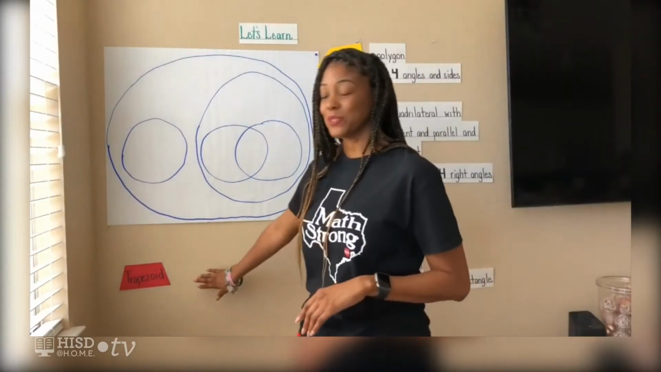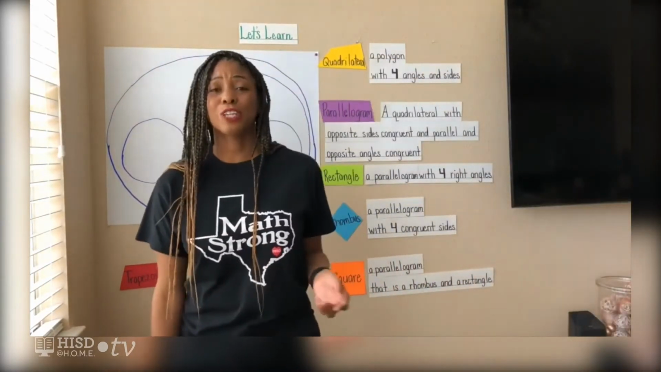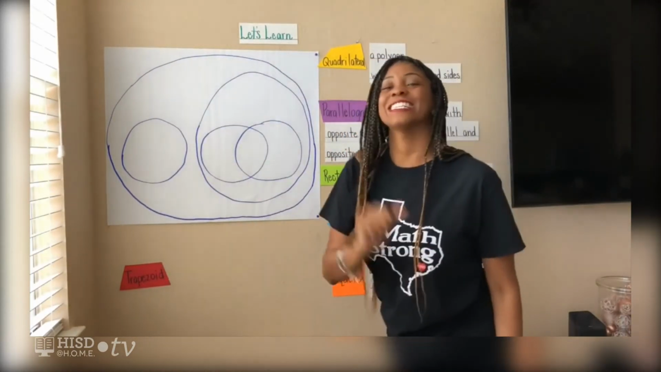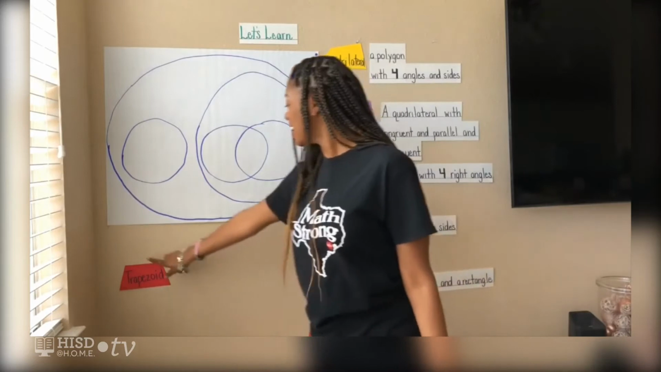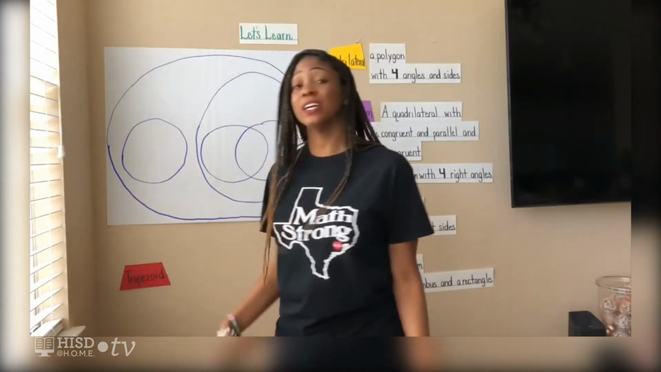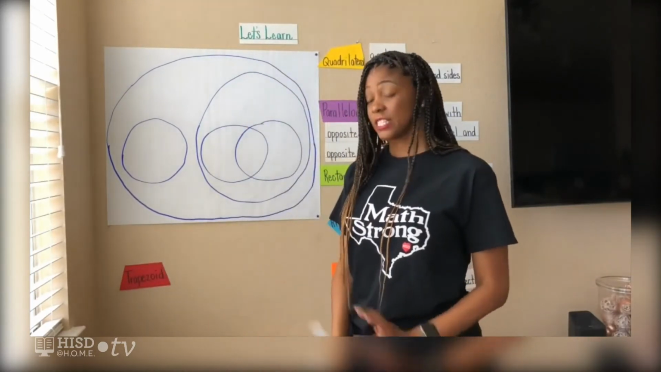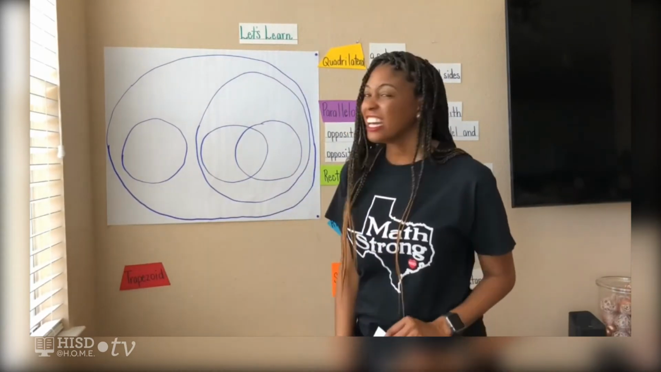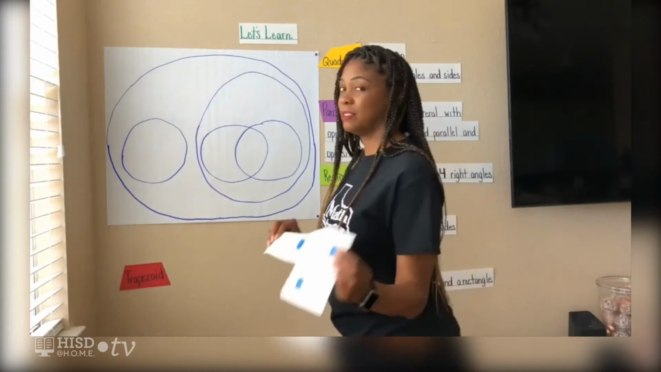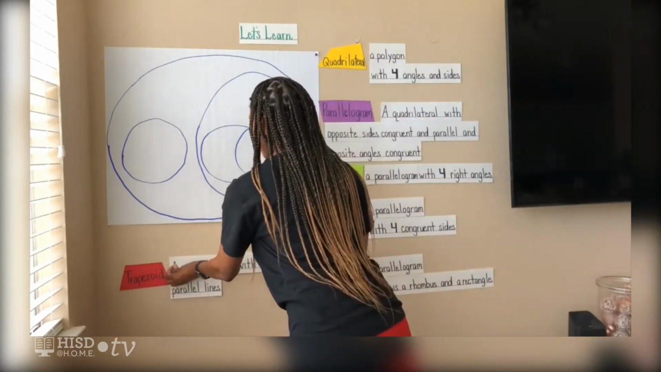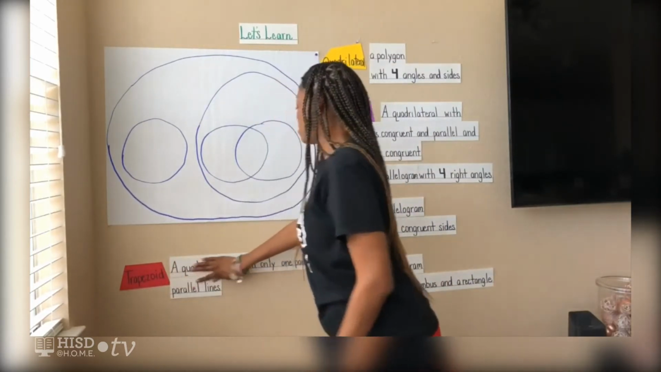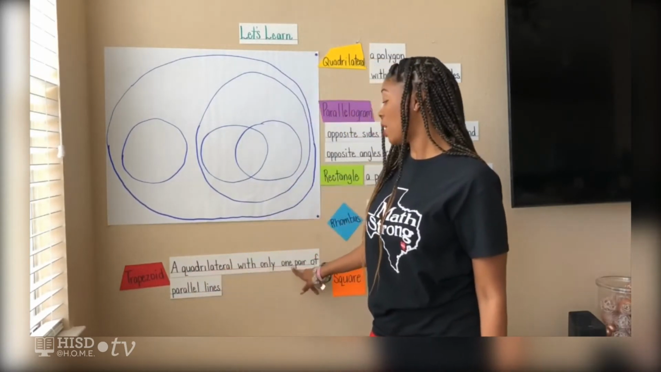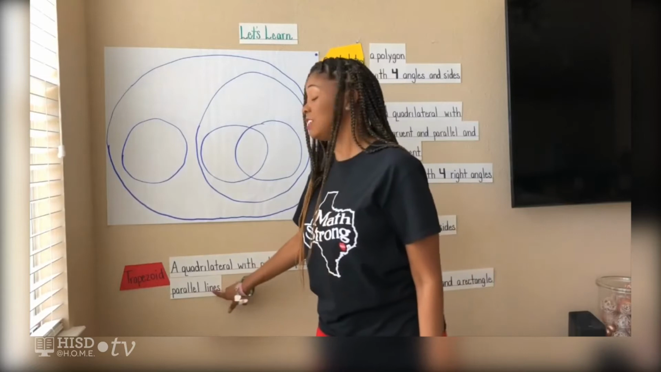We have trapezoid. And when we talk about a trapezoid, what is that? Yes, it's also a quadrilateral because it has 1, 2, 3, 4 sides. So we know that it's a quadrilateral. I kind of heard somebody say it's a parallelogram. Let's look at this. A trapezoid is a quadrilateral with only 1 pair of parallel lines.